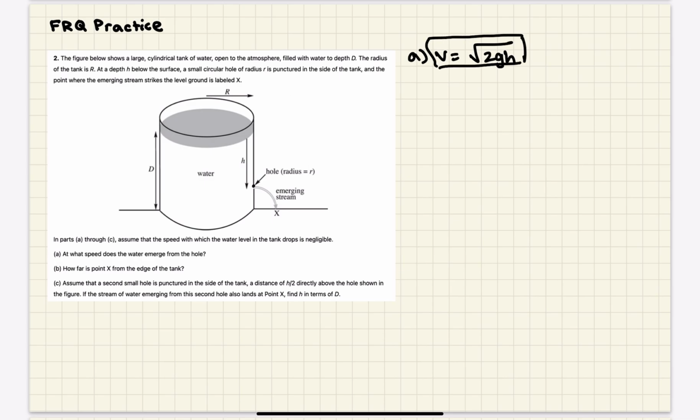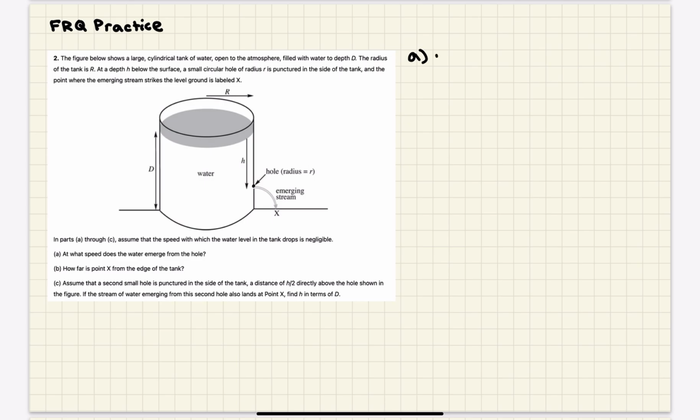Is that our answer, though? It is our answer, but it's not our solution. We need to derive it. Like I said, it's not on the equation sheet, meaning you have to derive it. So we can't just write this and expect our grader to just accept it. We need to show that we know how to derive it.